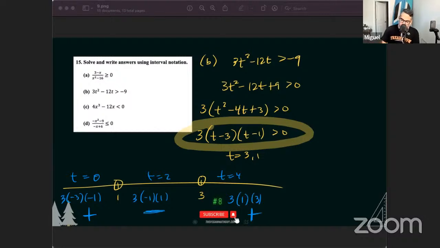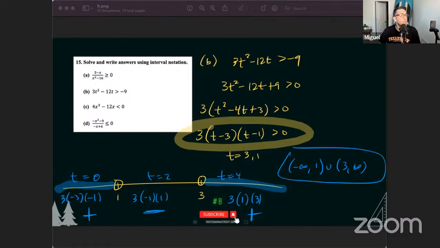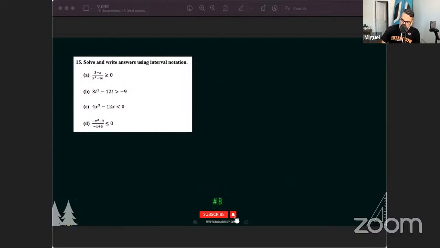So let's see. We're trying to find when this is greater than 0. I think we found it. We found these intervals, 0 to 1, and then 3 to infinity. So our intervals are negative infinity to 1. I said 0 to 1, but I meant negative infinity to 1. And then union 3 to infinity. That's our value. Okay, so let's go to part C.